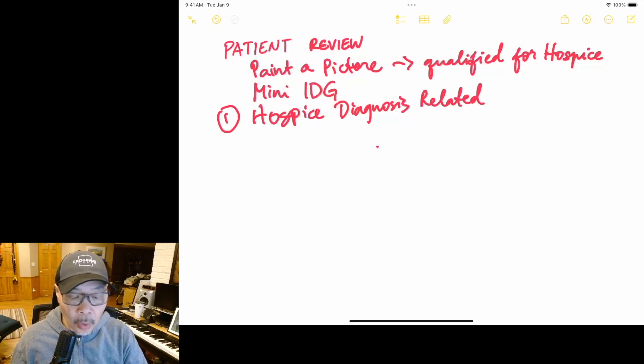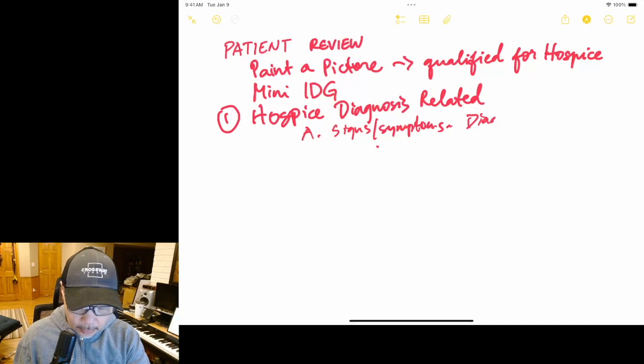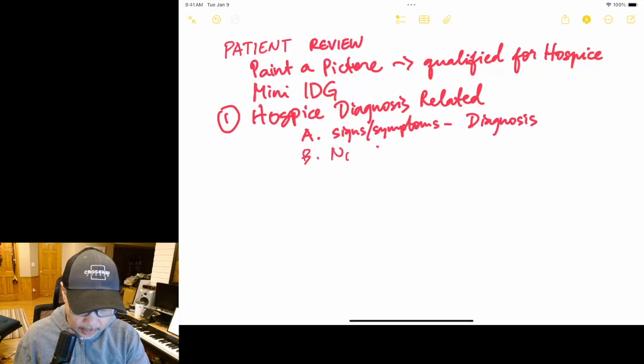So when we look at hospice criteria, there's always two categories. One is the signs and symptoms related to the diagnosis, okay? That has to be our first focus. The second is non-hospice related declines.